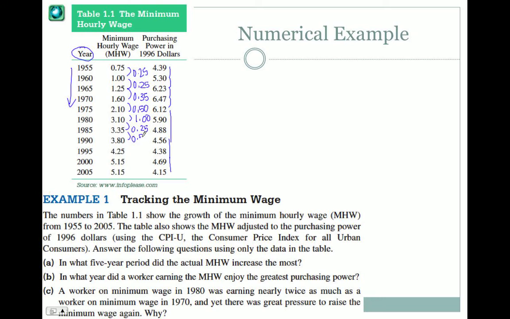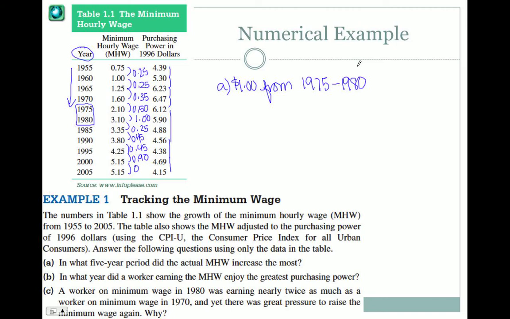Then we are at 45 cents, and then another 45 cents, then 75, 90 cents, and then nothing. So our biggest increase was from the year 1975 to 1980. We went from $2.10 to $3.10, so we grew $1 from 1975 to 1980.